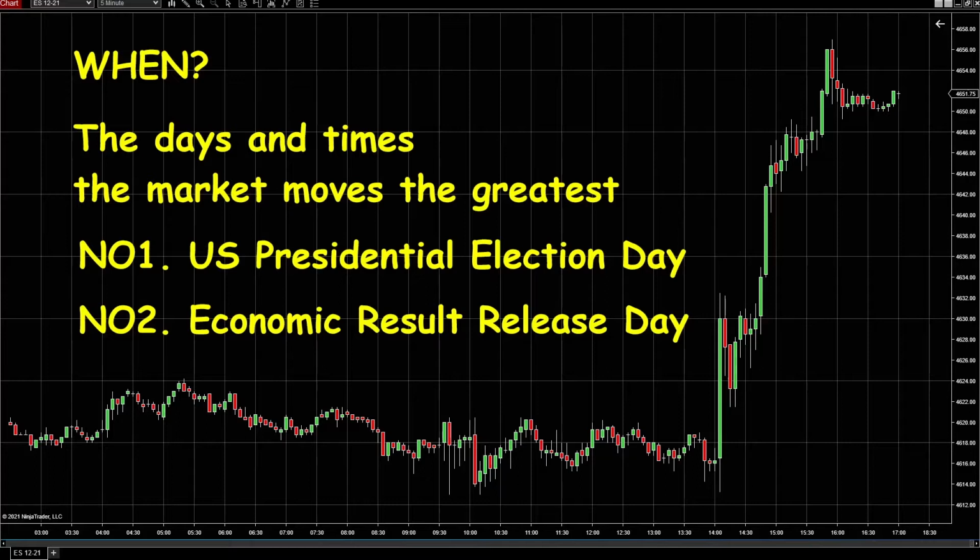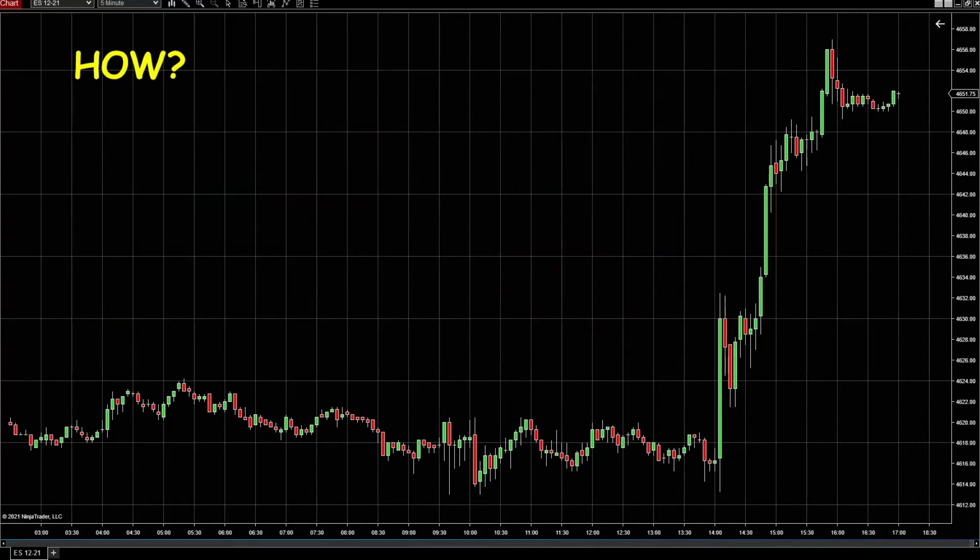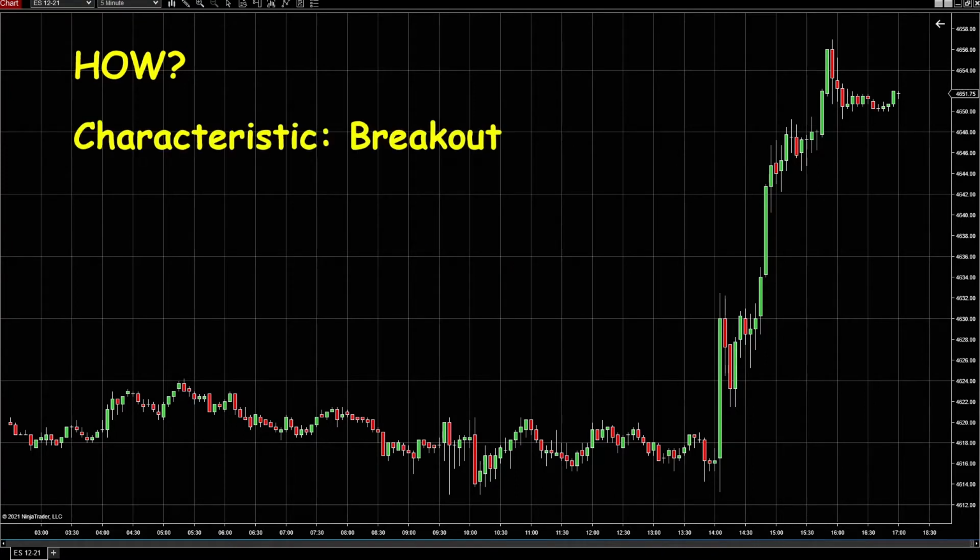Today is November the 3rd. There is a US interest rate decision at 2 p.m. in the afternoon. I'm going to use this as an example to show you. Next question, how? Most of the time, after the economic result is released, you will see a breakout. You just need to learn the specific trading techniques to capture the breakout and take profits. I will be using this chart on the screen, and let's get started.